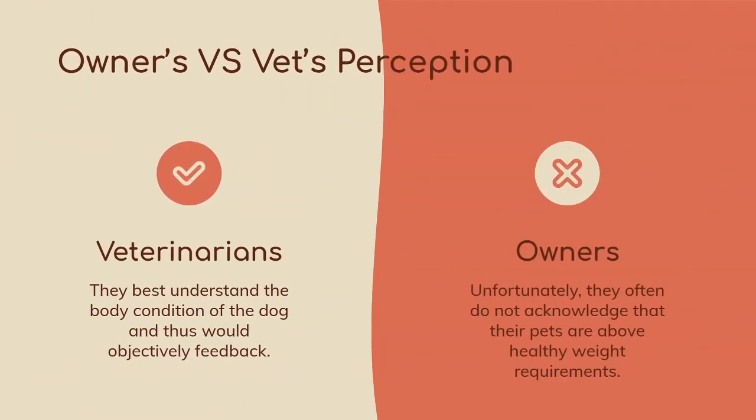Owners and veterinarians often have very different perceptions of overweight. Many owners tend to look at their pets as their children and thus often deny the fact that their pet may seem a little oversized. A study done in 2017 among owners with clinically diagnosed obese dogs found that only 17% of these owners admitted that their dogs were overweight. Veterinarians, however, best understand the body condition of the dog and thus would objectively evaluate the pet. Thus, it is much advised to listen to their feedback.